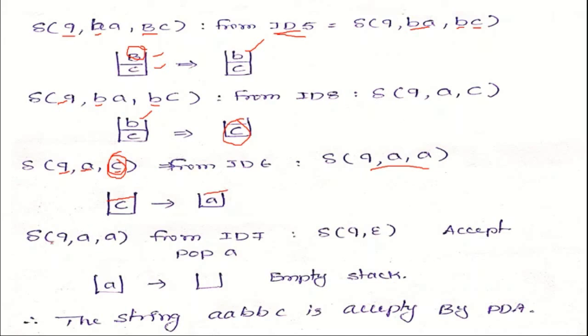Now the current state is Q, the input is A, and the top of the stack is A. From ID7 we can perform the pop operation. That means this A will be popped from the stack. Finally the stack is empty and the input is also completed. That's why that particular string is accepted by the PDA.